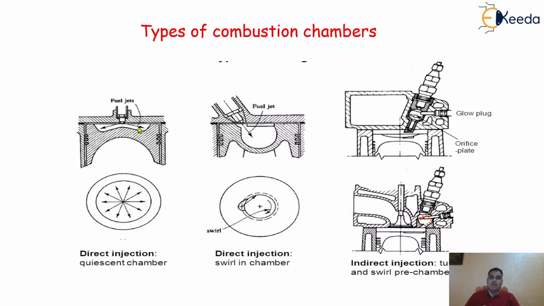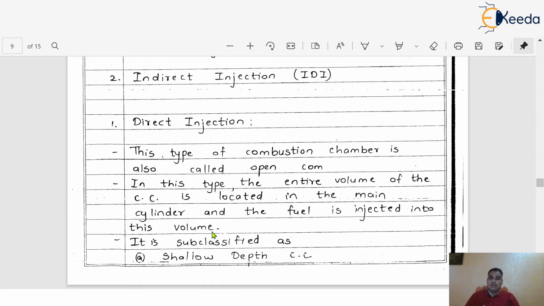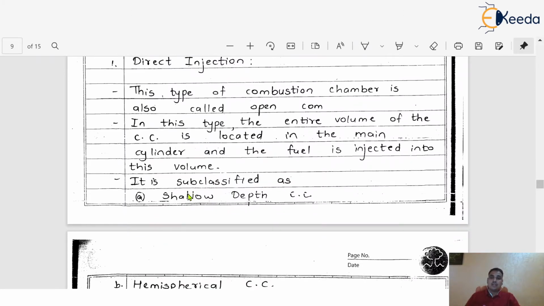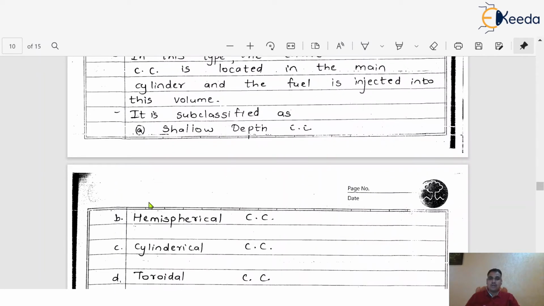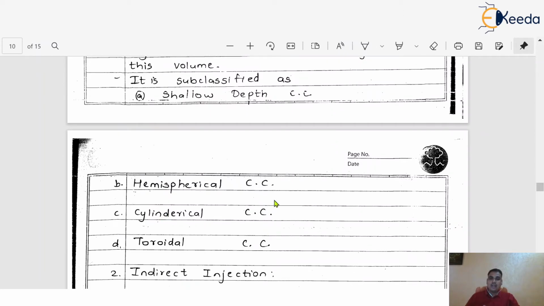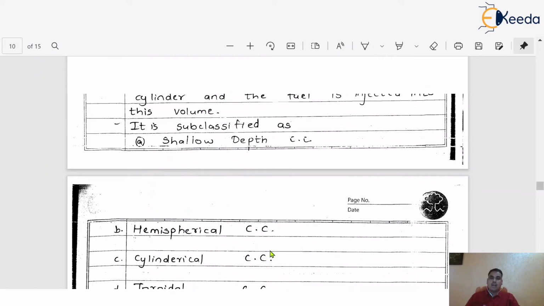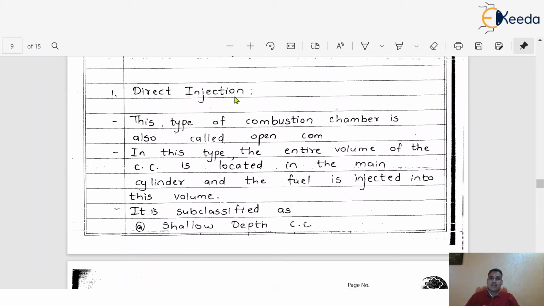If you observe the difference between this diagram and this one, here a specific shape is made in this combustion chamber design to generate the fuel swirl inside the combustion chamber. Okay, so this is about the direct injection combustion chamber. It is subclassified as the shallow depth chamber. Again, different shapes are there, and accordingly the names are also there. The shallow depth combustion chamber, the hemispherical combustion chamber, then the cylindrical combustion chamber and the toroidal combustion chamber. All these types of combustion chambers come under direct injection.